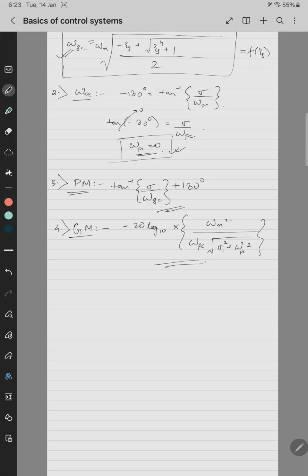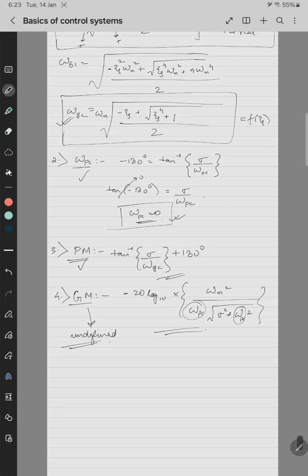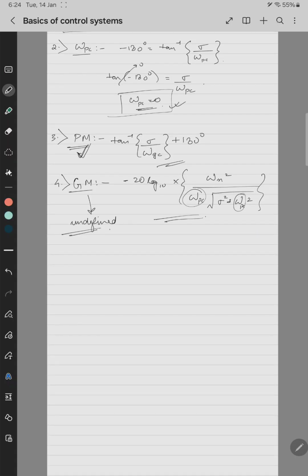Now here again, if omega pc is 0, the denominator becomes 0, so the gain margin becomes infinite, or undefined. This is also a classical example, just like the first order system. So we take the gain crossover frequency and phase margin under consideration, not the phase crossover frequency.